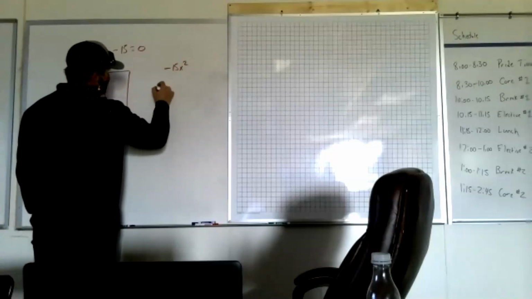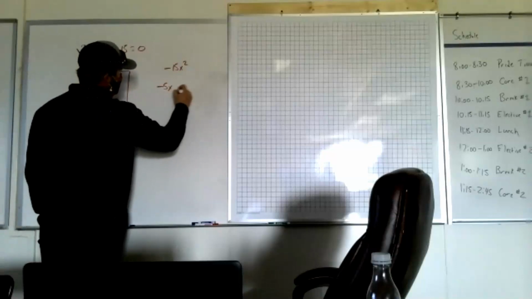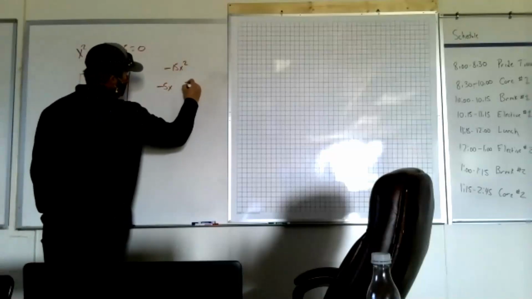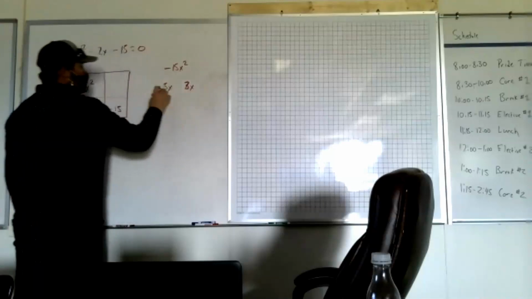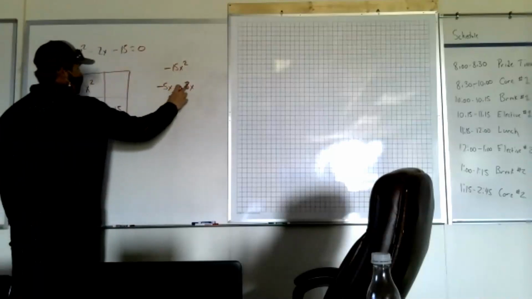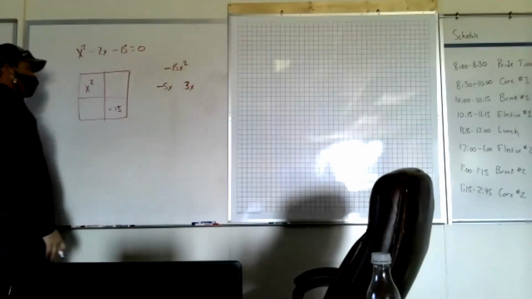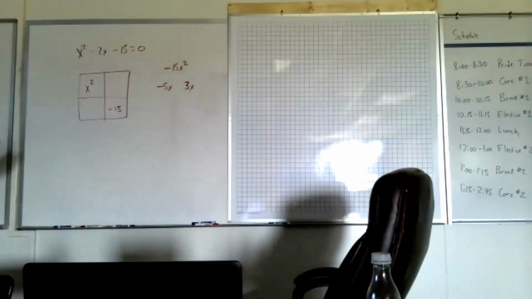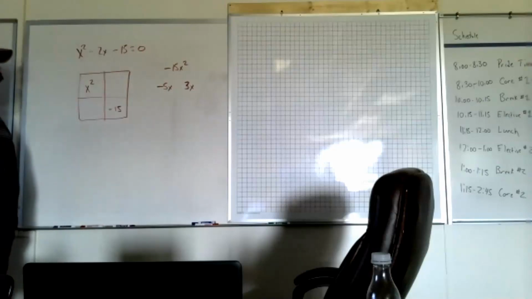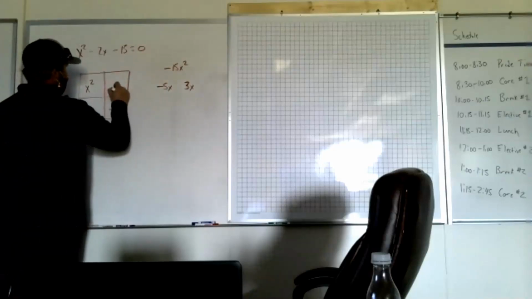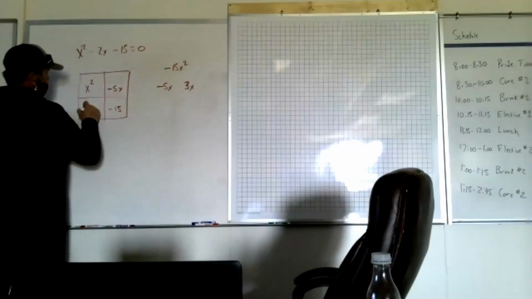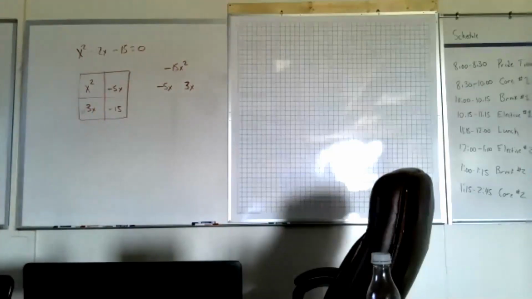So two terms I think of are negative 5x and positive 3x. Negative 5x times a positive 3x gives me negative 15x squared. Negative 5x plus 3x does give me negative 2x. So then I can fill those in, inclusive of sign. So if it's positive, I want to put positive. If it's negative, I want to put negative.